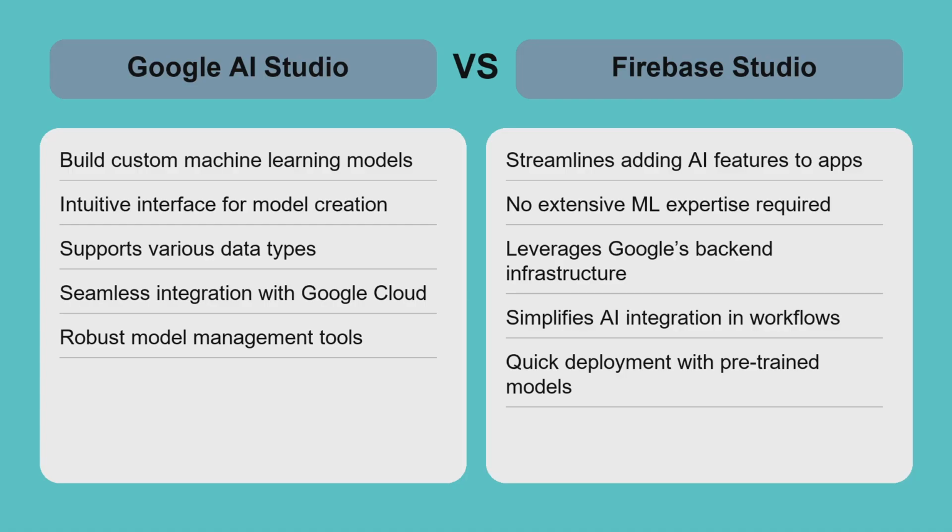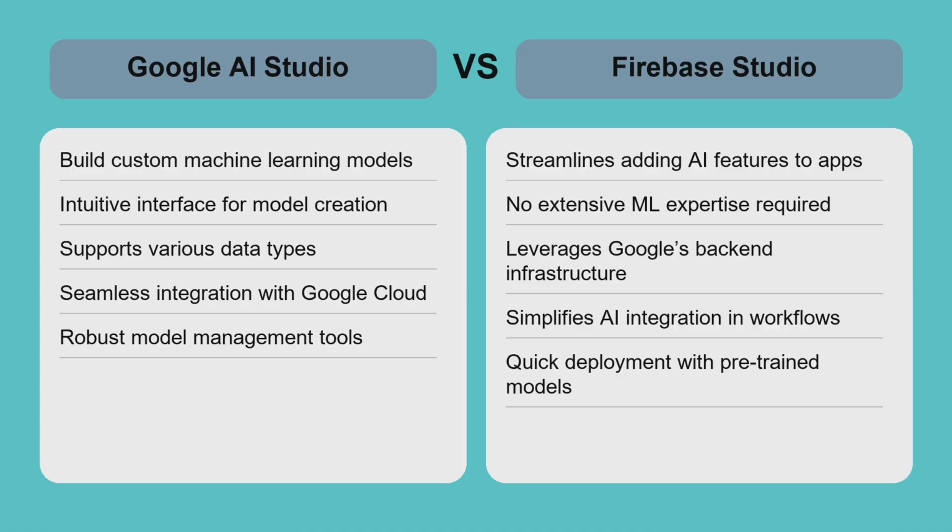Google AI Studio excels when you need custom AI models with full control over training and deployment, ideal for complex projects requiring tailored solutions. Firebase Studio shines in app-centric scenarios where integrating AI features quickly without deep ML knowledge is critical. For example, a data scientist building a unique image classifier would benefit from Google AI Studio, while a mobile developer adding chatbots or predictive text might prefer Firebase Studio. The trade-off is between deep customization and ease of use.